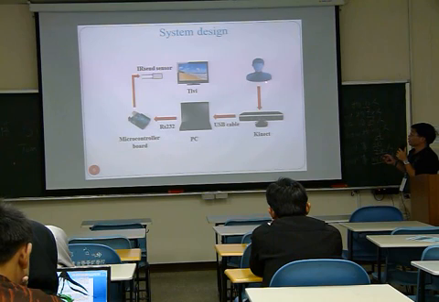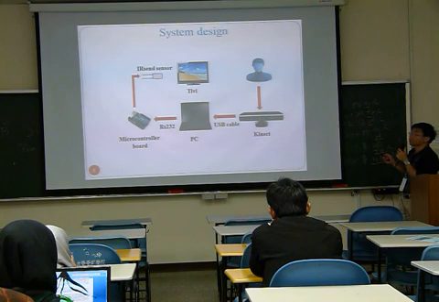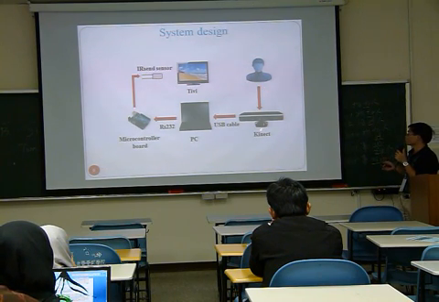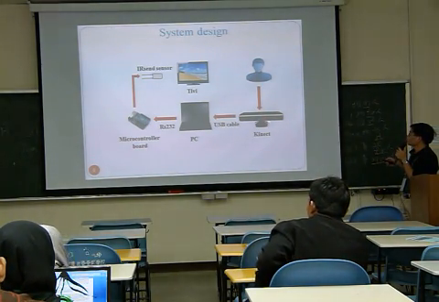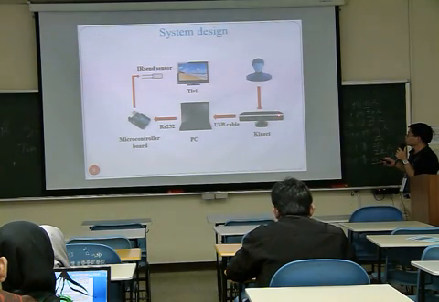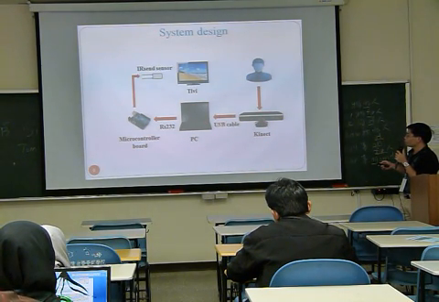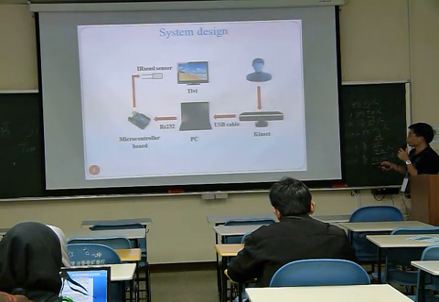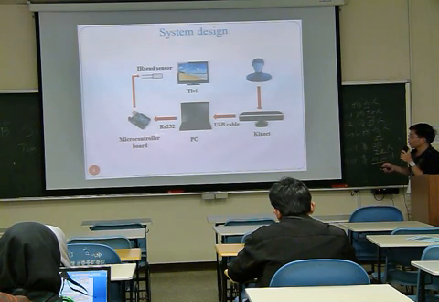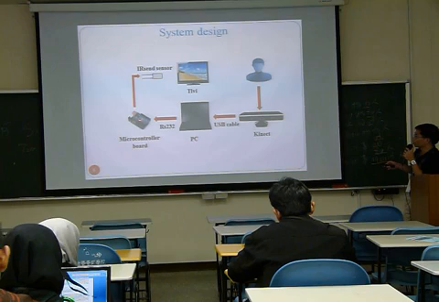The user will make some gesture, and the Kinect detects your gesture. In this application the gesture is a hand gesture. The distance from the user to the Kinect is at least 50 centimeters. The Kinect connects with the PC via USB cable, and then the PC is connected to the microcontroller via the serial protocol.